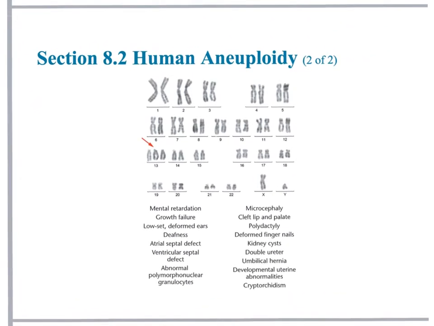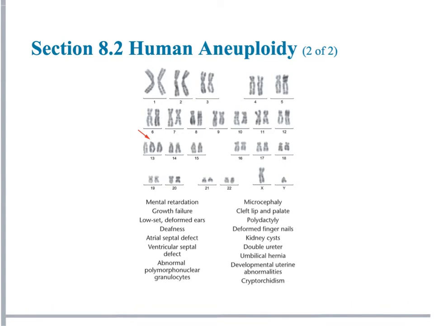And then a lot of characteristics in general with any human aneuploidy are some level of mental retardation and growth failure. So the child would be very short. Low set or deformed ears. The ears are often very low set, or when it says deformed, they just didn't develop fully. That involves the ear canal and a variety of components of the ear that don't fully form, and that's what causes the deafness.